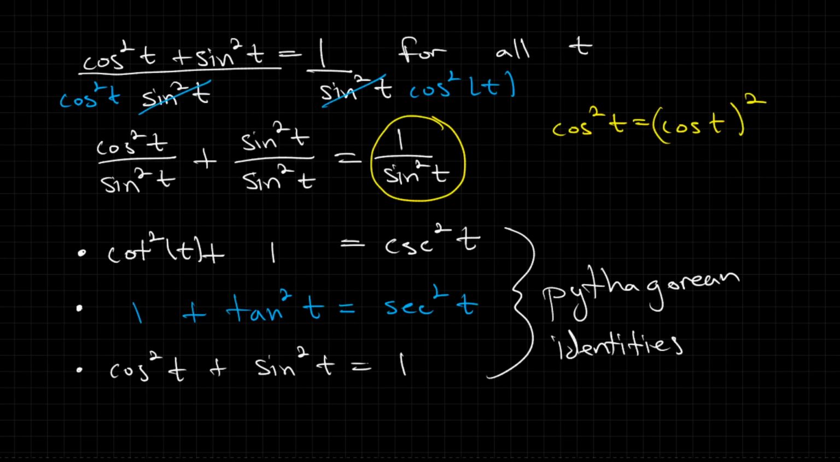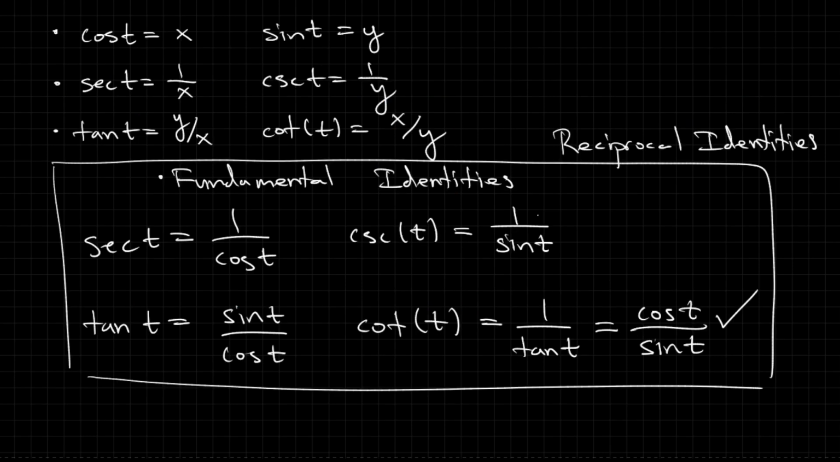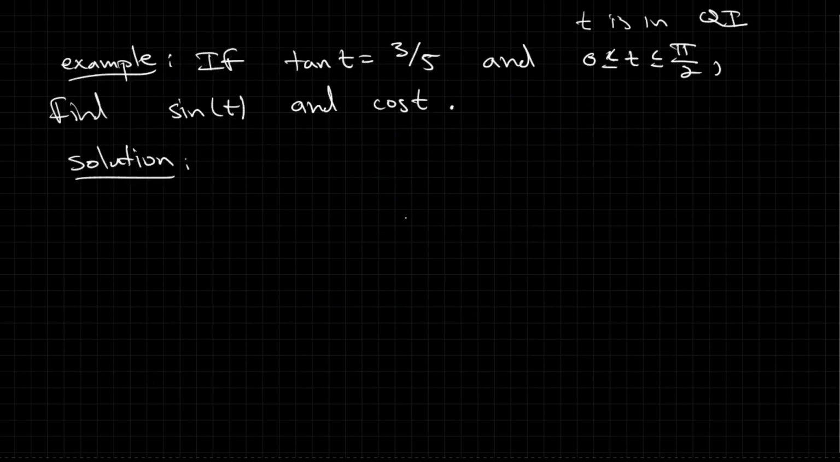However, if you take a look at one of our new Pythagorean identities, that relates tangent to secant. And secant is the only thing that's unknown in this Pythagorean identity. So what I'm going to do is figure out what secant of t is, and then I'll use my fundamental identity that secant of t is 1 over cosine t to figure out what cosine of t is. So let's see how that goes.